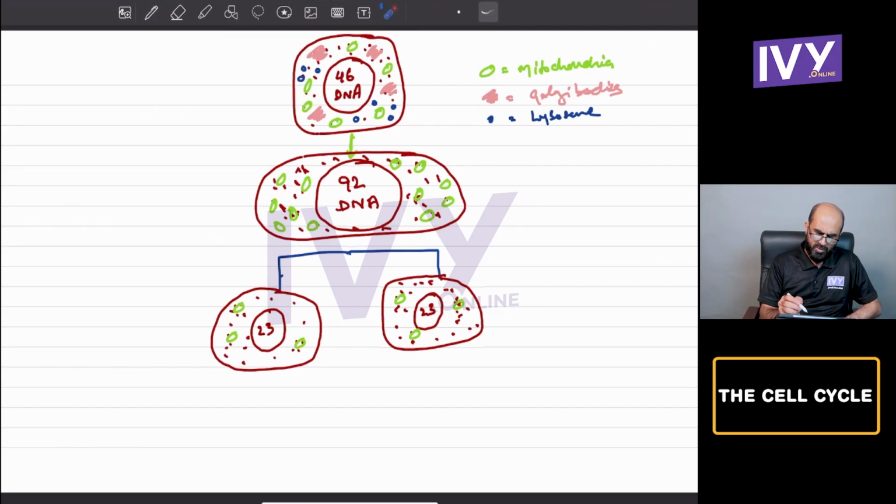Here we have the ribosomes. How many? 1, 2, 3, 4, 5, 6, 7. These are lysosomes, sorry, not ribosomes. So if they are 7, here its number will also be increased to 14. So 1, 2, 3, 4, 5, 6, 7, 8, 9, 10, 11, 12, 13, and 14. Similarly, the Golgi body will become 8, doubling.